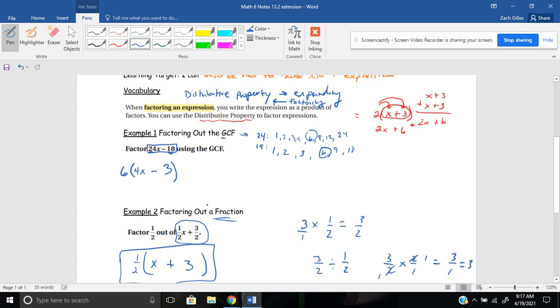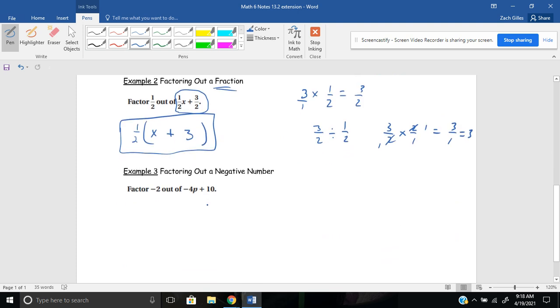And lastly, for example number 3, it's kind of the same, but now we're going to factor out a negative number. So the question says factor out -2 out of -4p plus 10. So if I'm going to factor -2 out, I'm going to put -2 on the outside of my parentheses. And then I'm just going to divide each term by -2.